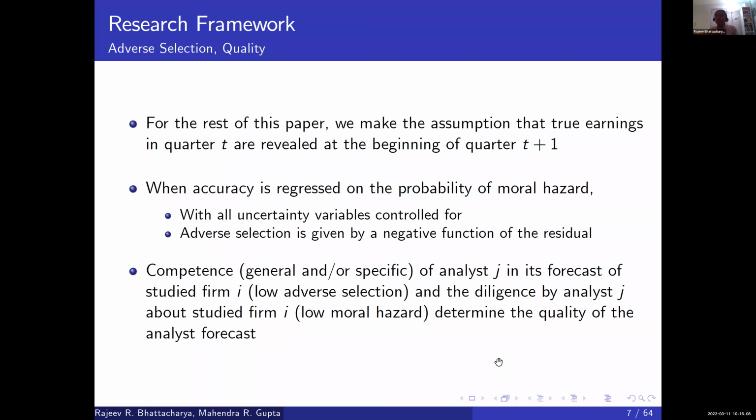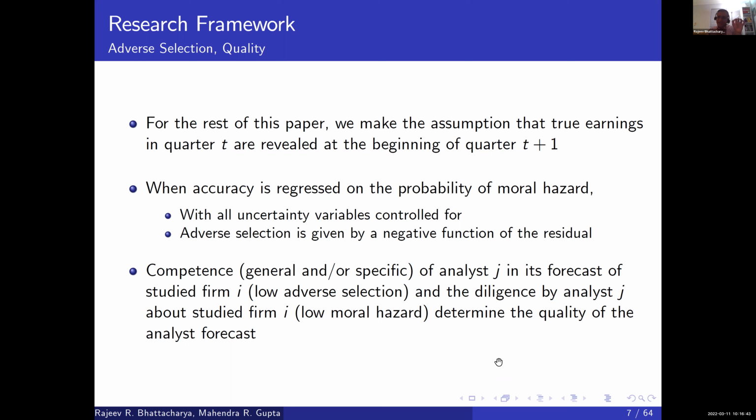So far I did not make any further assumption about the actual disclosure of actual earnings. For the rest of this paper, we're going to say that when the firm discloses its earnings at the beginning of the next quarter, it is actually a true disclosure. For diligence, objectivity, and moral hazard, we do not need these assumptions. It's a strong assumption, we agree. But if we make these additional assumptions, then we can tease out adverse selection.